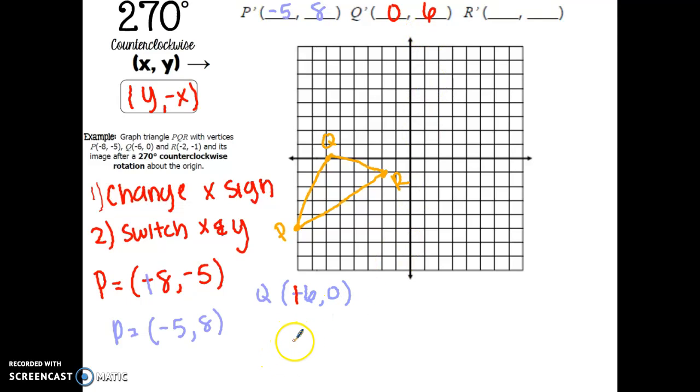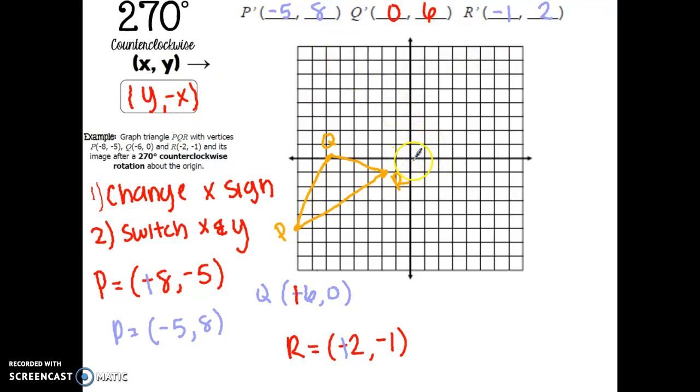And then lastly, we have point R. That was (-2, -1). Let's change the sign of that x. And so R prime would be (-1, 2). Again, any coordinate that has this negative in front of it in our rule does not mean make that x negative. It means change the sign of that x. Of course, if it has it in y, then it's to change the sign of y. But in this case, for 270, you change the sign of x.